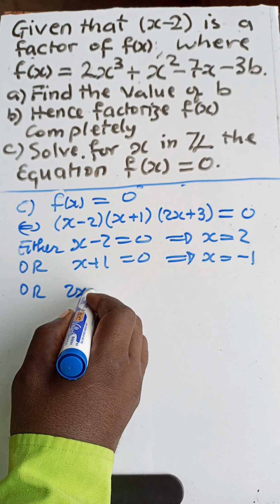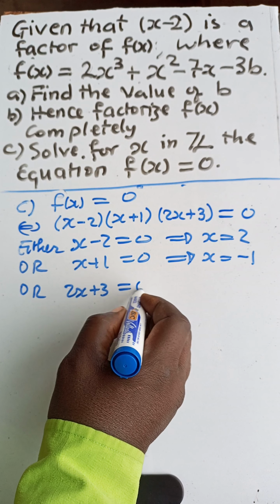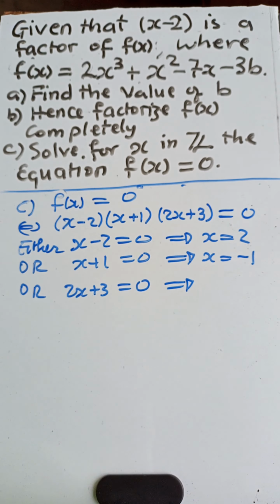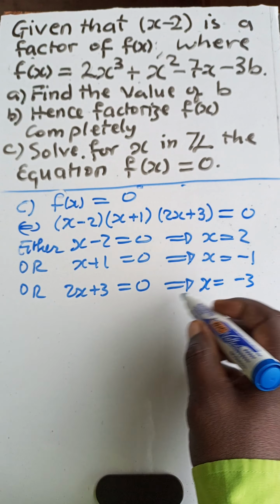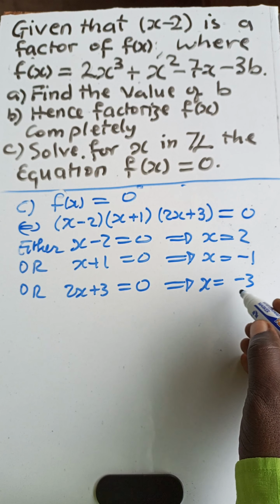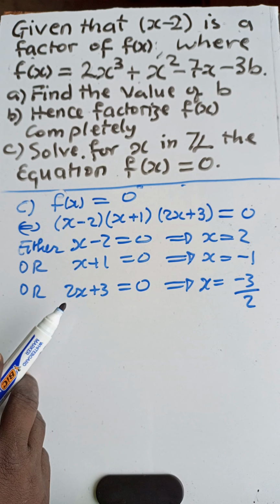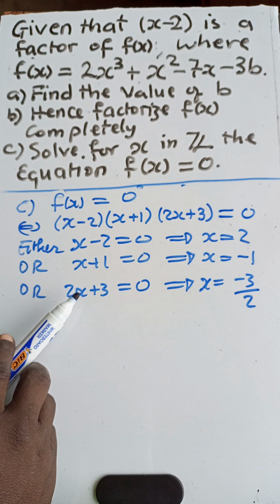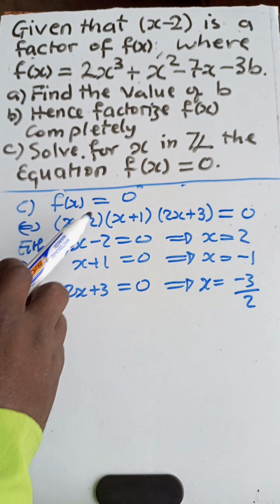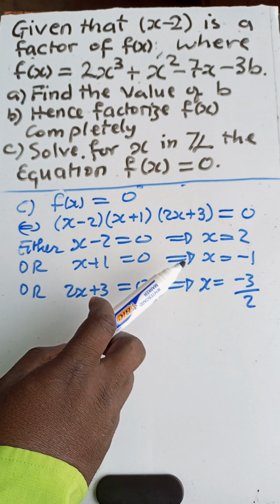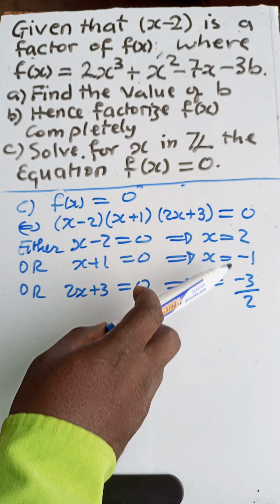Or 2x plus 3 is 0. All right? Which therefore implies that what? If we take this plus 3 to the right hand side, we'll have 2x equals negative 3, and we will divide both sides by 2. We'll have x equals negative 3 over 2. Okay, so which are the three solutions or roots? Another word for solution is root. We could also be asked to find the root of f of x equals 0 or the solution of f of x equals 0. So which are the three roots? We have 2, -1, -3/2. These are the three solutions for that polynomial equation.